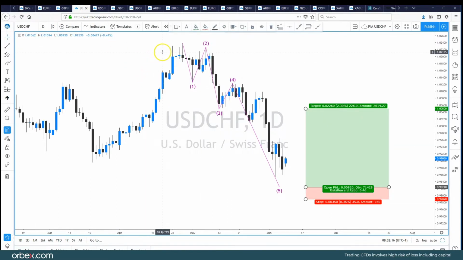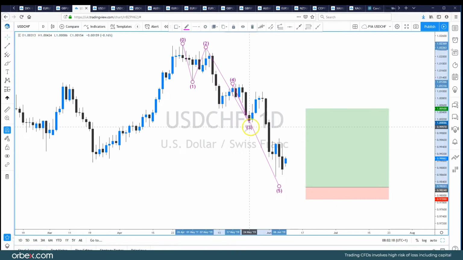Dollar Swiss, are we completing 5 waves? Is this the 4th wave? Again, we're in no man's land really for our analysis here. On shorter time frames, the RSI is moving around the 50 level, which highlights that we're non-trending.